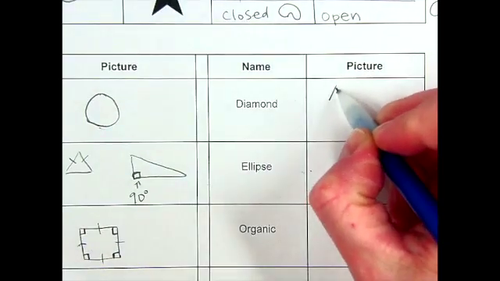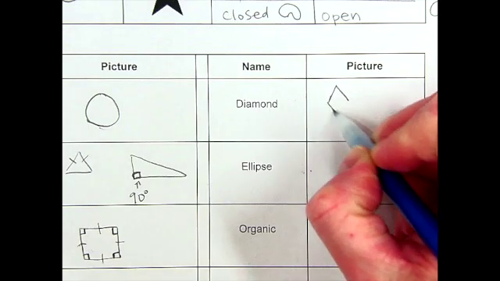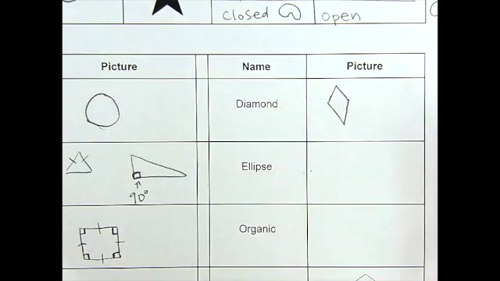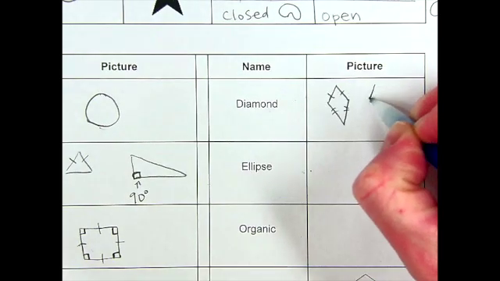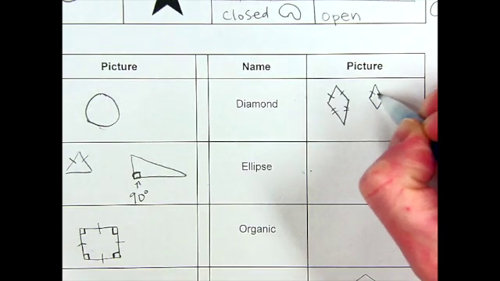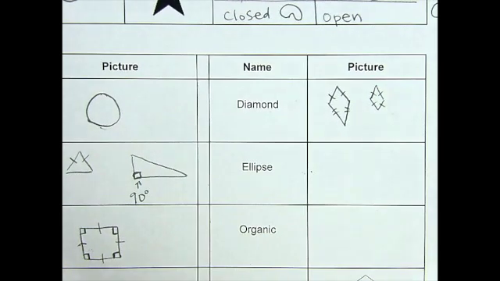All right, let's go up to the diamond. The diamond, we are going to have these 2 sides the same and these 2 sides the same. This one could be, the bottom could be much longer, so it could be like this, or all 4 sides could be the same. Just 2 different types.